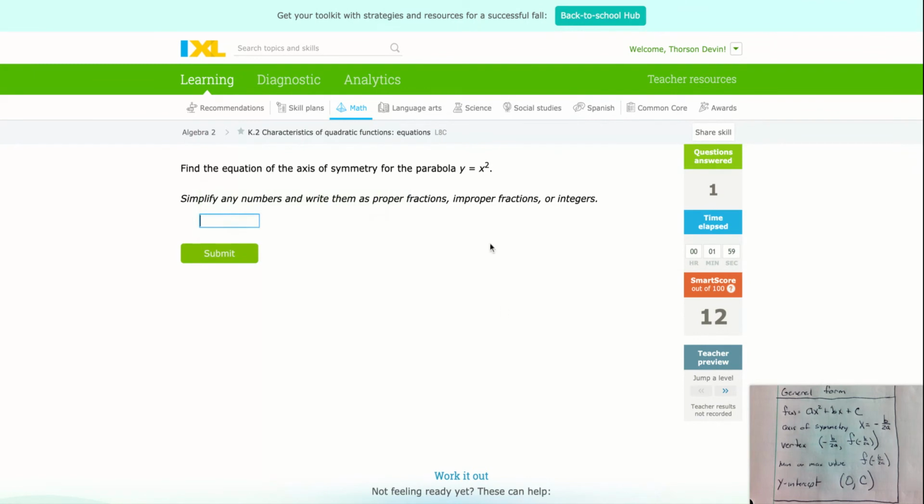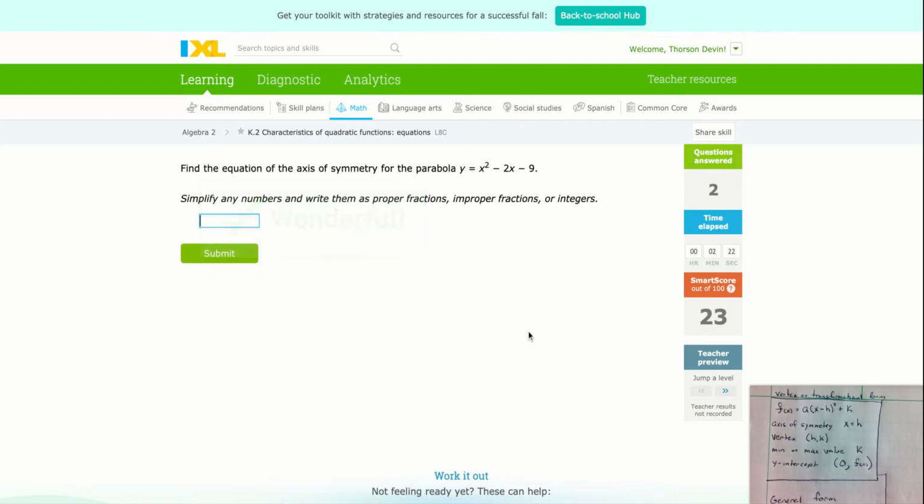Here, again, I like to think of this one as just the general form. It's just x squared. It says find the equation of the axis of symmetry. We could also say it's the transformational form, because what am I adding or subtracting to the x value? 0. So the equation for the axis of symmetry is x equals 0, because it goes right through the Y-intercept.